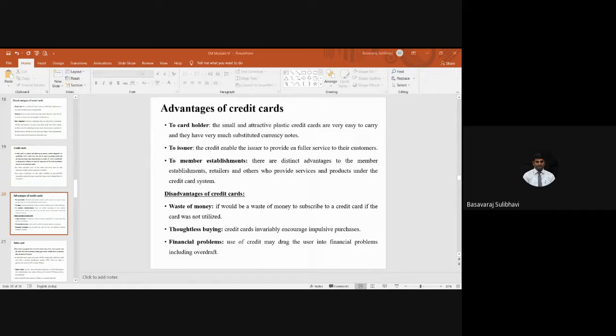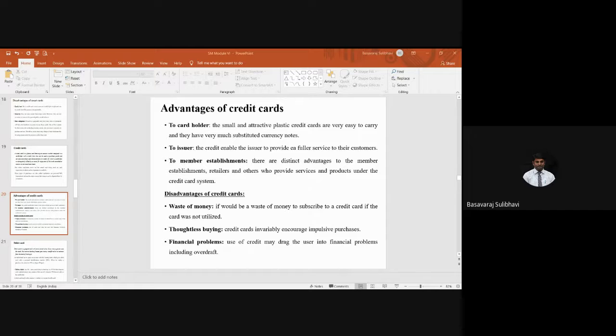Then to the issuer: this credit card enables the issuer to provide fuller service to their customers, where they can buy any goods and services. Also, you can withdraw extra money from the ATM if you require some. Now, to member establishments like retailers, or any seller, this is a very big advantage for those who provide certain products and services, giving due consideration to the credit card systems.